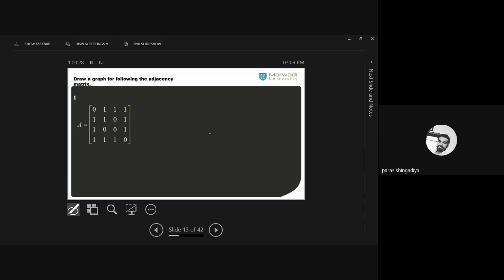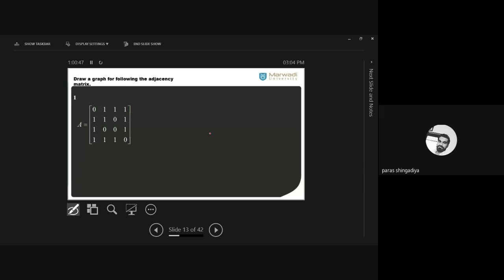So first you have to verify the matrix should be symmetric, meaning A should equal A transpose, and then you can create the graph. Clear? We'll also consider one matrix which is not symmetric, and for that case we cannot create the graph. That we'll also discuss. Right now this matrix is that.